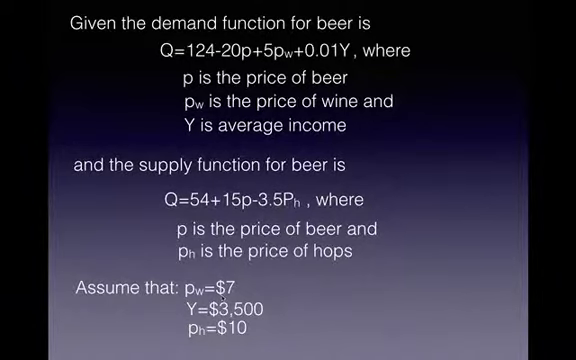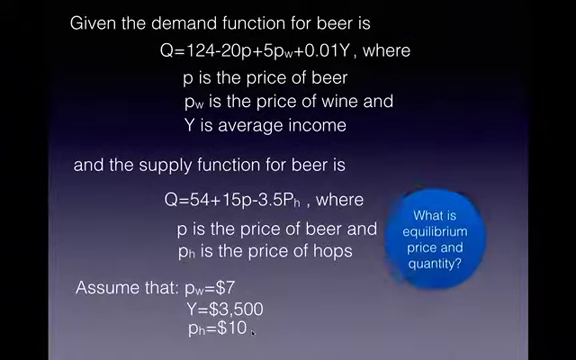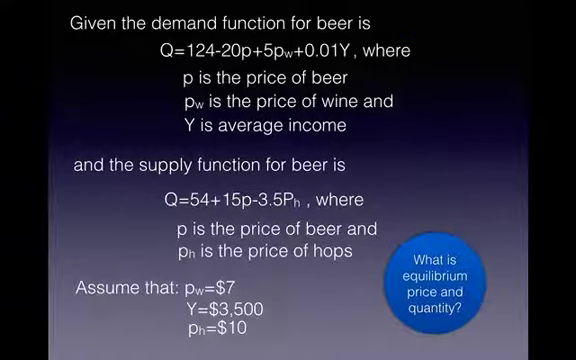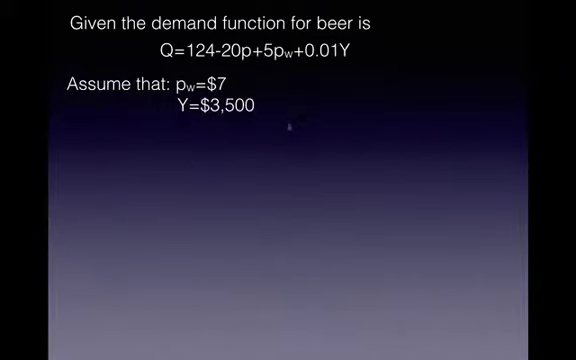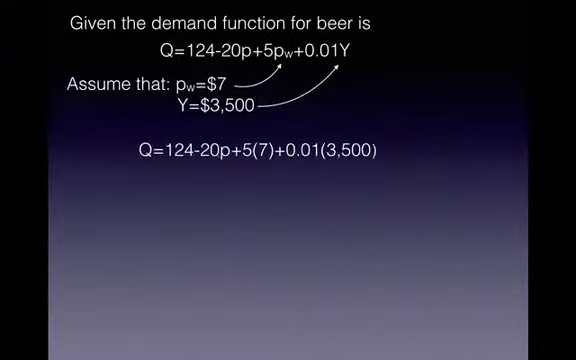Additionally, you are given the price of wine, $7, the average income, which is equal to $3,500, and the price of hops, which is equal to $10. And you're charged with finding the equilibrium price and quantity given this information. So all you need to do is to place the information about the price of wine and the income in your demand function, and you can get a reduced form demand function from that.